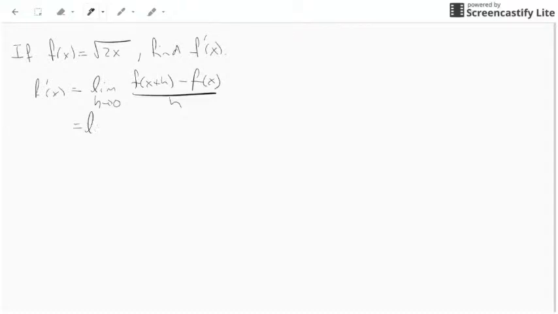So now this will become the limit as h approaches 0. Now f of x plus h, remember that what we're doing here in that notation is we're replacing the independent variable in the function with x plus h. So in the original function here, we're taking the independent variable, multiplying it by 2, and then square rooting the result. Now, the independent variable is x. In this case, I want the independent variable to be x plus h. So this is going to be 2 multiplied by x plus h.